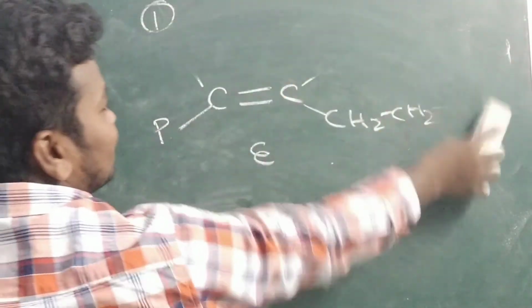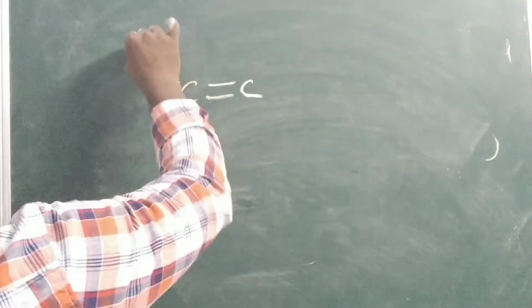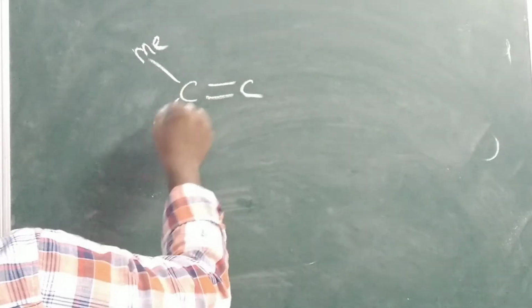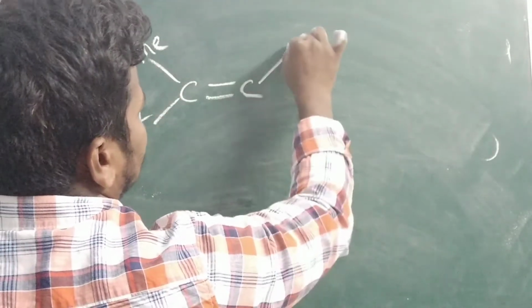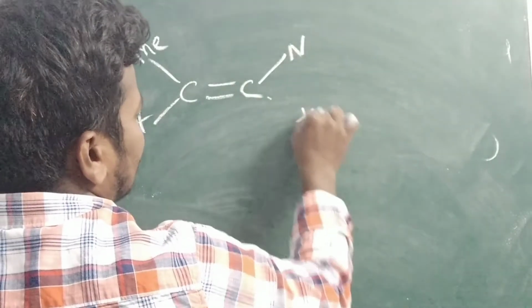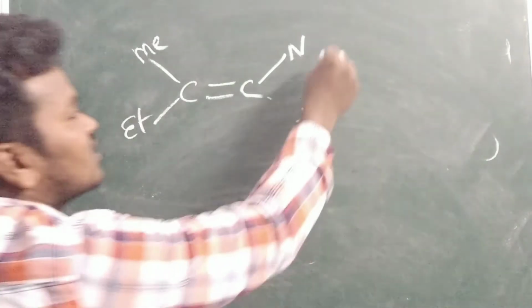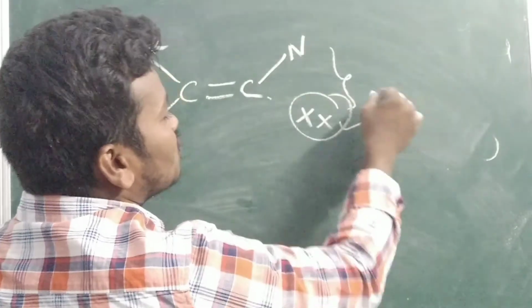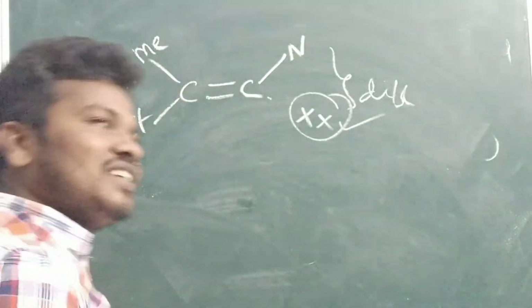Okay, next example: carbon to carbon, here I am taking methyl and here I am taking ethyl. This side I am taking nitrogen, and this side I am taking the lone pair. Just now we discussed, is it exhibiting or not? Of course this is different. You should consider it as a group. It is different, so geometrical isomerism is exhibited.